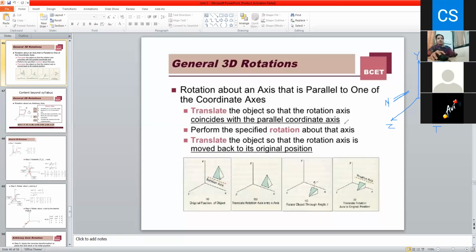So if it is parallel to coordinate axis, then what I can do, I can shift that arbitrary axis so that it will coincide on the coordinate axis. मग हा L असेल तर तो मी मूव्ह करणार, that will coincide on X. If the axis is M, then I will shift it so that it will coincide on Y. And if the axis is N, then I will shift it down so that it will coincide on Z axis. Okay, because it is parallel.